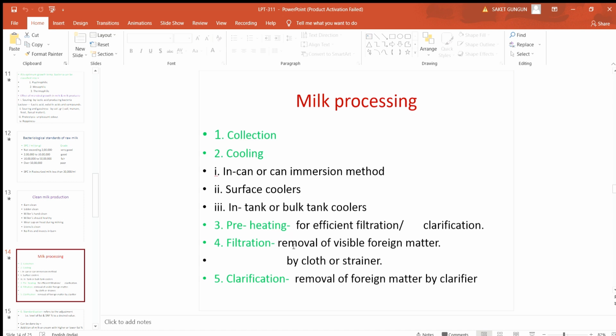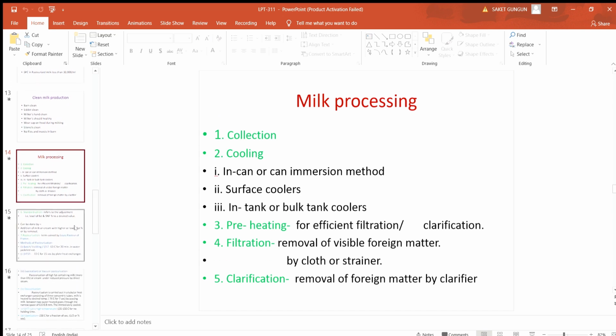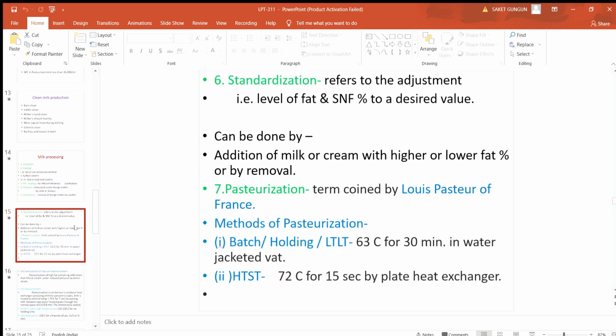Filtration. Removal of visible foreign matter can be done from the milk by using cloth or strainer. Clarification. Removal of foreign matter can be done by using a clarifier. The clarifier works on the principle of centrifugal force.